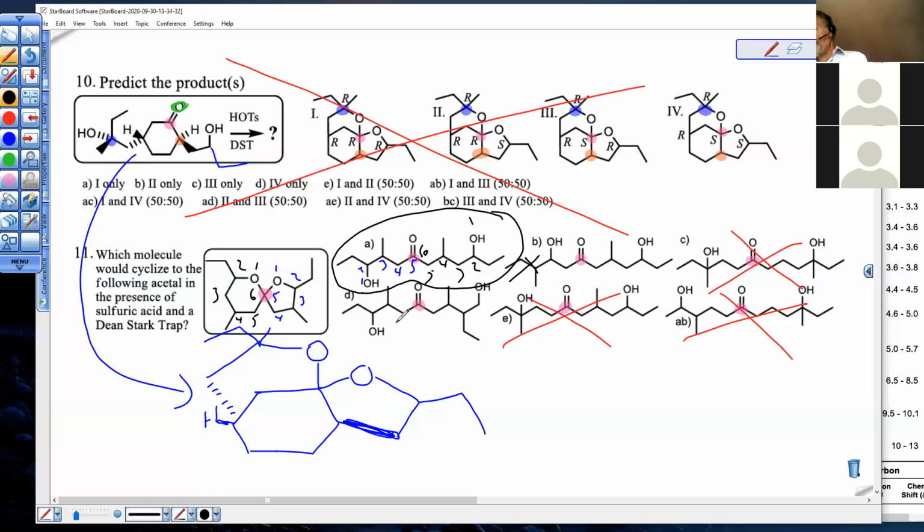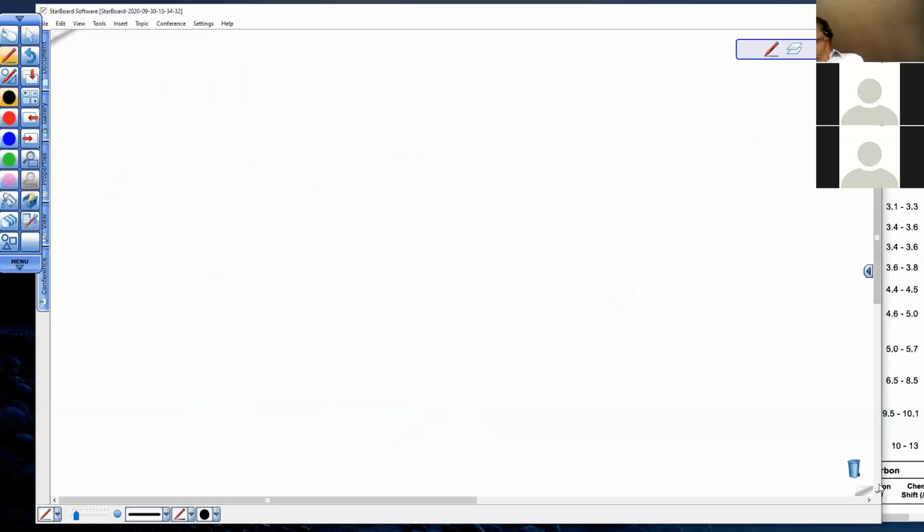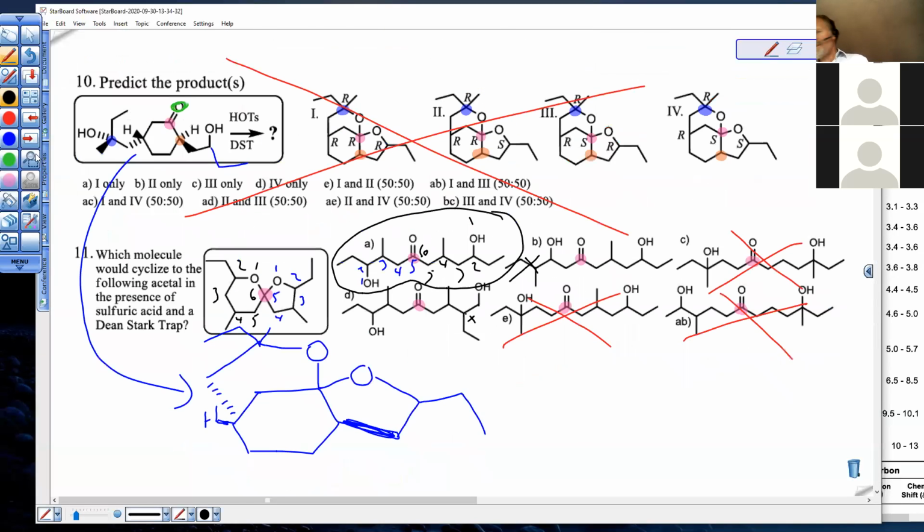We didn't get rid of this one. The O in ring size 5, 1, 2, 3, 4, 5, has the methyl on an adjacent carbon to the ethyl, methyl and ethyl adjacent. So that part's good. This part was not good because this thing doesn't have an ethyl here. It has it here. That's bad. So A won the day. And moving on.